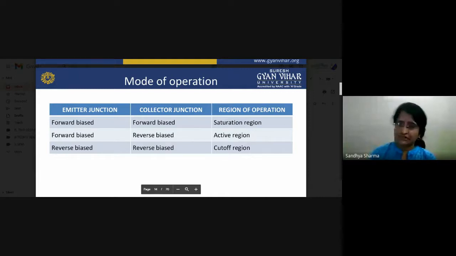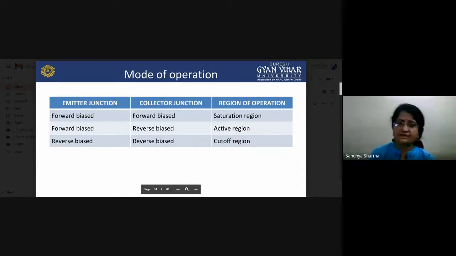Saturation region, transistor will work in a saturation region. In further slides we will see how it will work in a saturation region. When the emitter junction is forward biased and the collector junction is reverse biased, then your transistor works in the active region. And when both the junctions, emitter junction and collector junction, are reverse biased, your transistor will work in the cutoff region. So this is the reason why our transistor is working in three regions.